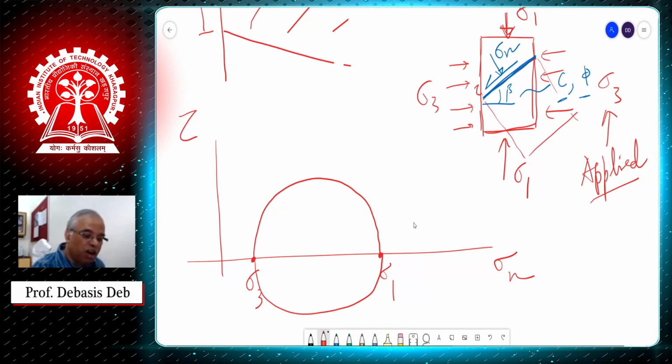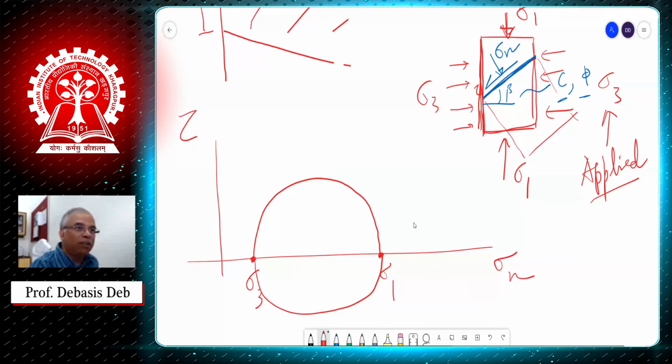And now from the top, we are applying this sigma 1, and this value here, what I am showing here, is when the material has failed. Okay, this is when the material has failed. So this point represents this plane, the sigma 3, 0 point represents this plane.